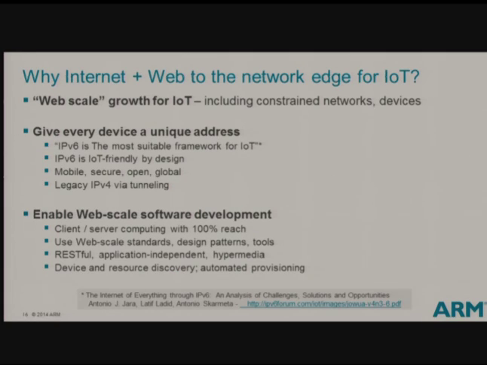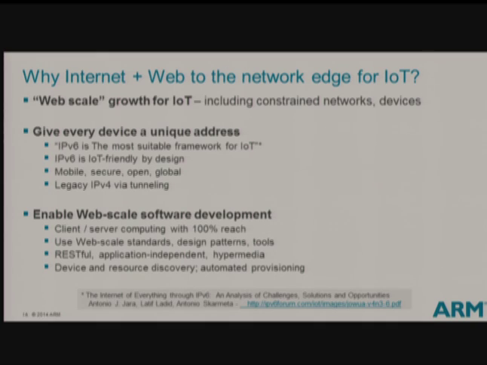Okay, enough about Thread. So why is it so important that we talk internet all the way to the device, all the way to the edge? Well, like I said, we want this web scale growth for IoT, including constrained networks and devices. That's really important. We want that scale and growth. And there's two parts to that, the IPv6 part and the web part. V6 is really important. Internet to the edge, IP, is important because it is the best, most suitable framework for IoT. And there's a reference at the bottom for a paper that I thought was particularly good that details why you want to use IPv6 for these types of use cases.